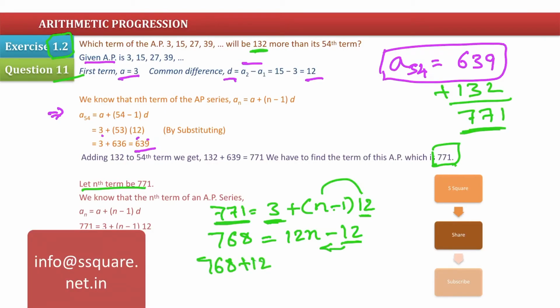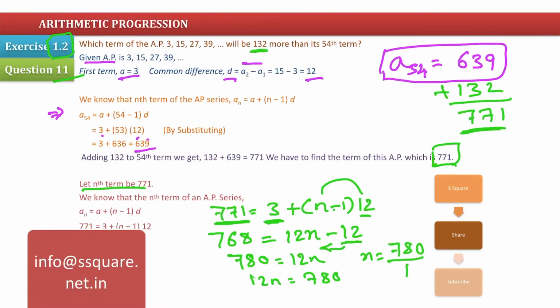After taking it to the left side, it becomes 768 plus 12, so 780. So 780 equals 12n. Therefore n equals 780 by 12.